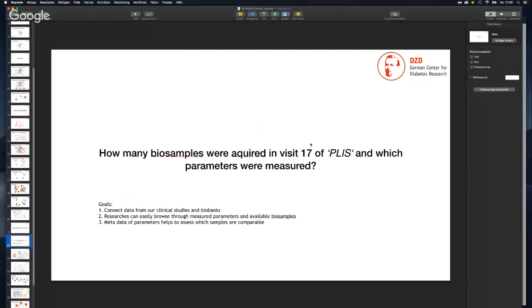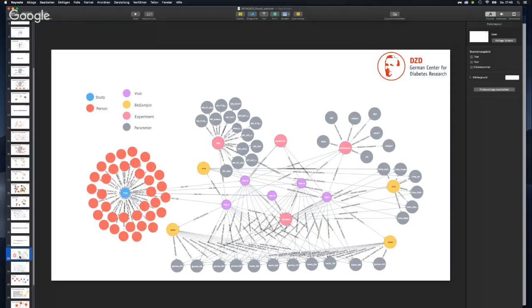There you can see we have samples that are in a freezer, and we have a visit, where patients come to a university hospital, and there are experiments performed on these biosamples. So it's pretty much connected data. And this is the query to the database.